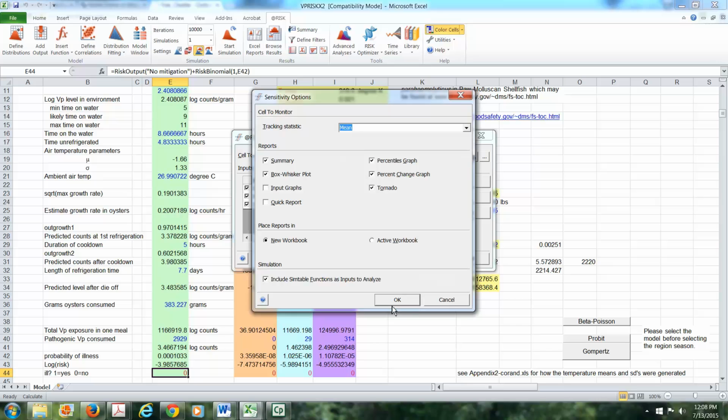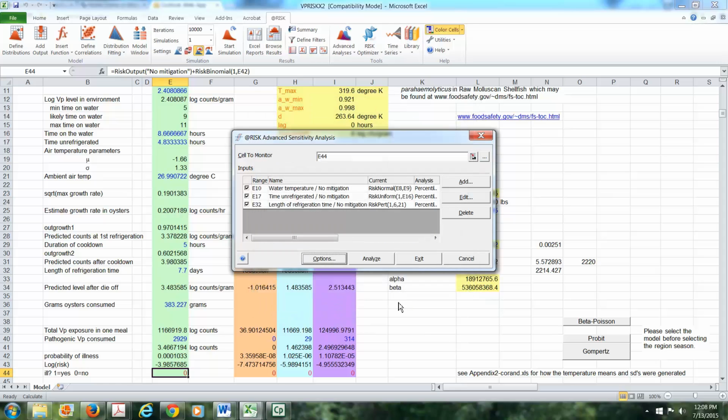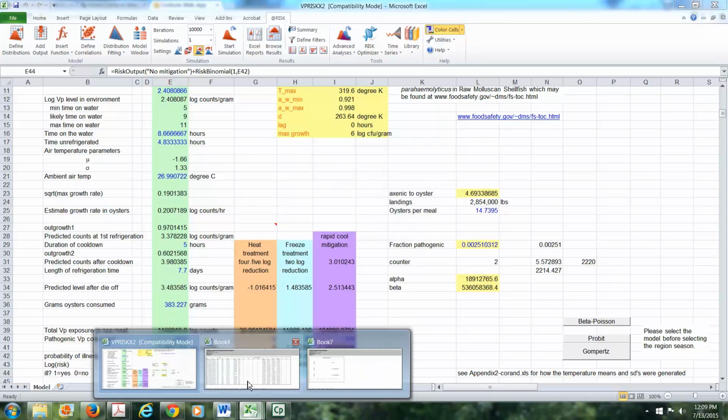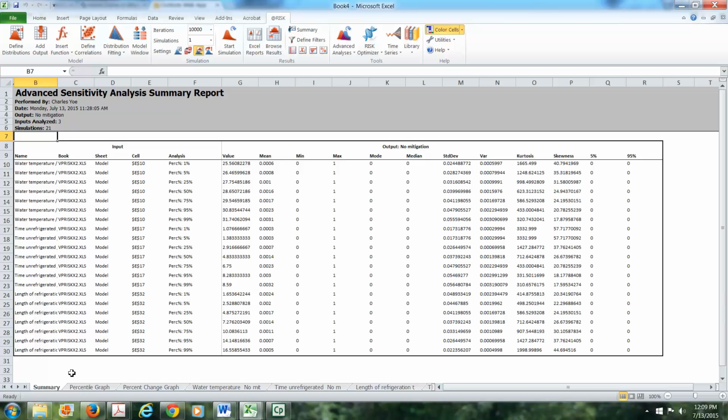The options that we're using here, we are asking for some specific kinds of reports, some specific graphs, and we've asked them to be put in a new workbook. Once you have the variables selected, click on the Analyze, which I have previously done, so I'm just going to go to those results for you. These are the results from the Advanced Sensitivity Analysis summary. So let's take a look at what we have here.